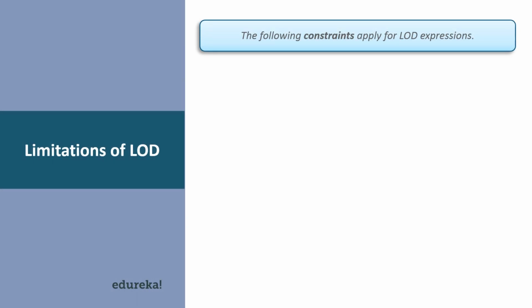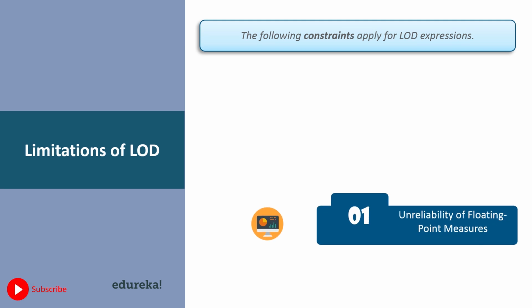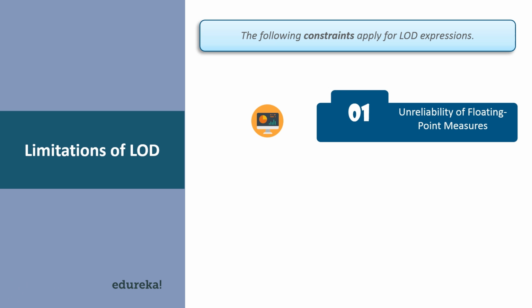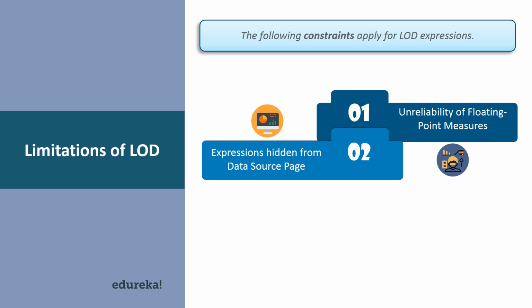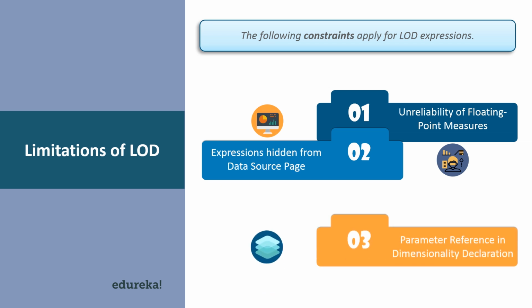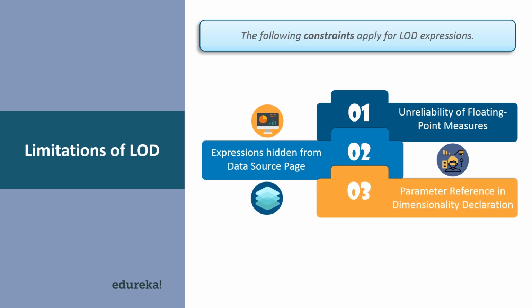And finally, let's discuss the limitations of level of detail. There are a few limitations and constraints that apply for the level of detail expressions. Level of detail expressions that reference floating point measures can behave unreliably when used in a view that requires comparison of the values in the expression. The LOD expressions are not shown on the data source page. While referencing a parameter in a dimensionality declaration, we cannot use parameter values. We have to always use the parameter name. So if you do not know the parameter name, then you're going to face a problem with dimensionality declaration.